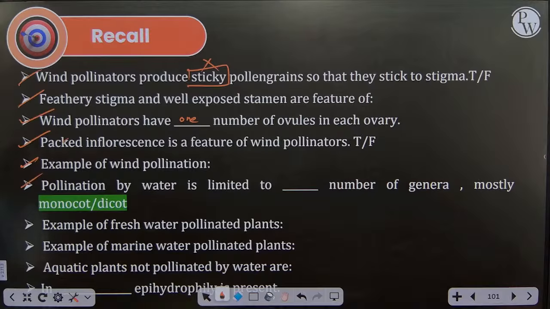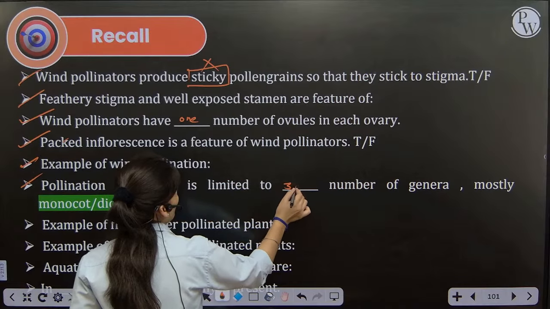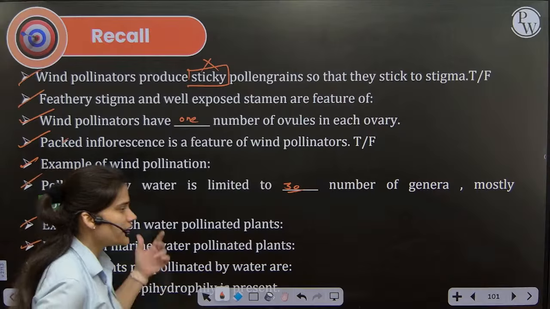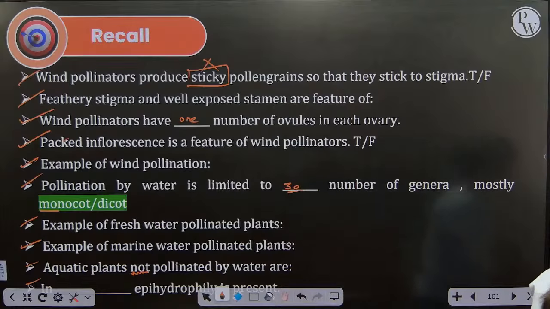Pollination by water is limited to how many genera of monocots or dicots? Monocots, 30 genera. Example of a freshwater pollinated plant: Hydrilla. Example of marine water: Zostera and seagrasses. Aquatic plants not pollinated by water are water lily and water hyacinth. Freshwater ones are Vallisneria, Hydrilla. In dash, epihydrophily is present. In the case of Vallisneria, epihydrophily means pollination takes place on the surface of the water.